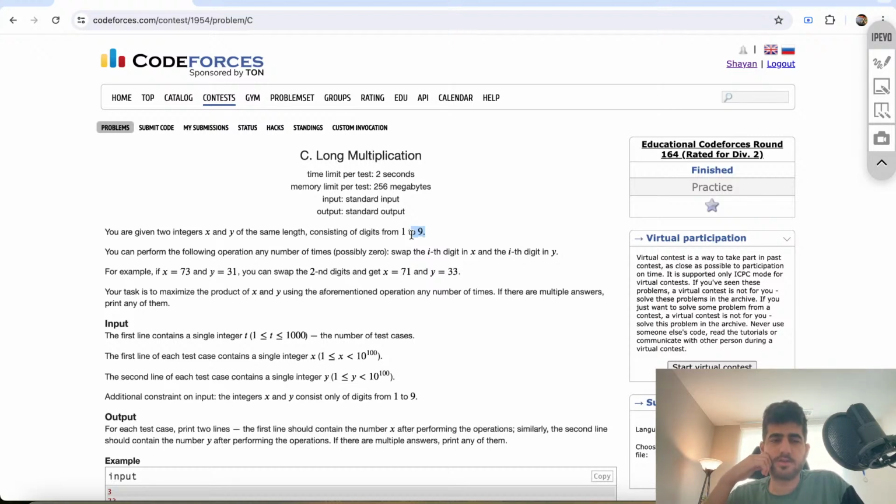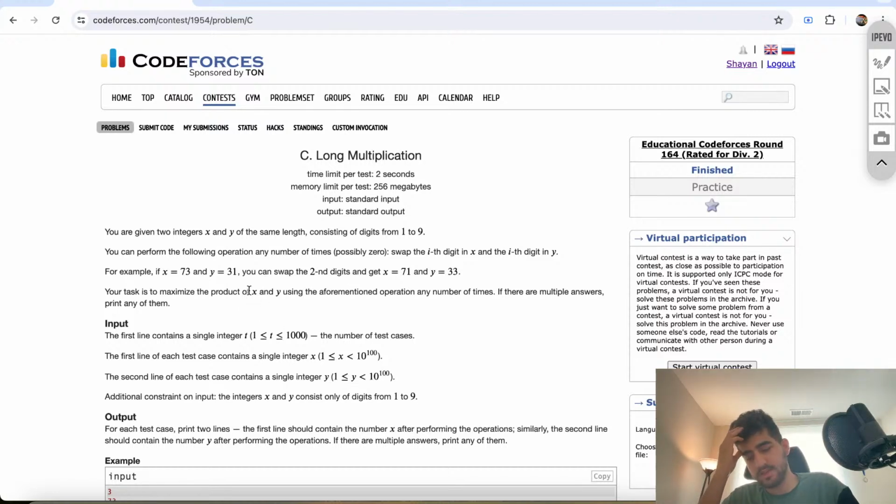Okay. For example, if x is equal to 73 and y is equal to 31, you can swap the second digits and get 71 and 33. Your task is to maximize the product of x and y using the aforementioned operation any number of times. If there are multiple answers, print any of them. So we want to maximize the product of x and y.